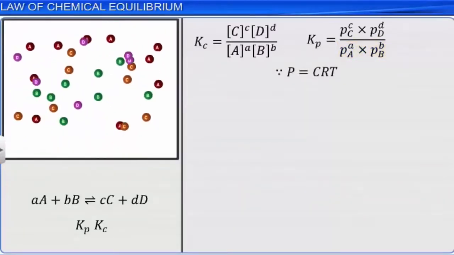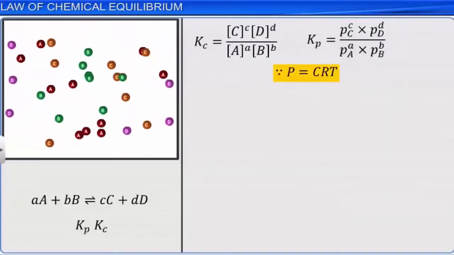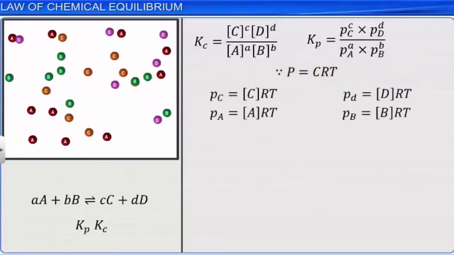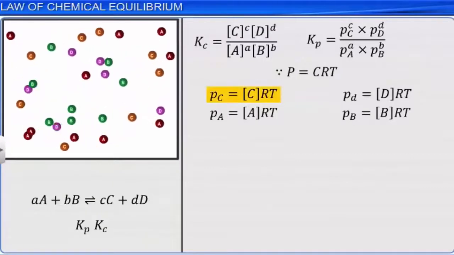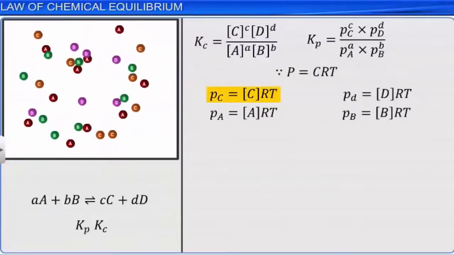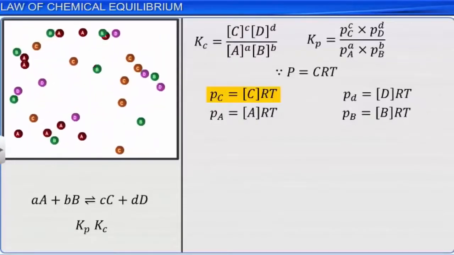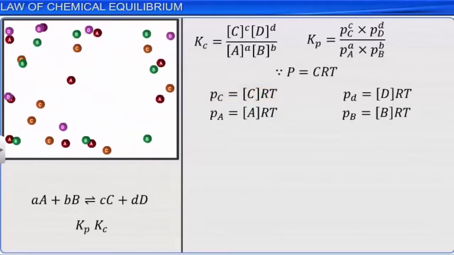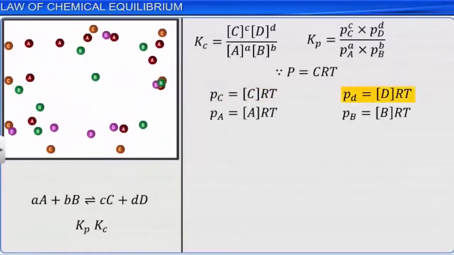Since P is equal to CRT, it can be written as partial pressure Pc is equal to the concentration of C multiplied by the product of R and T. Partial pressure Pd is equal to the concentration of D multiplied by the product of R and T.